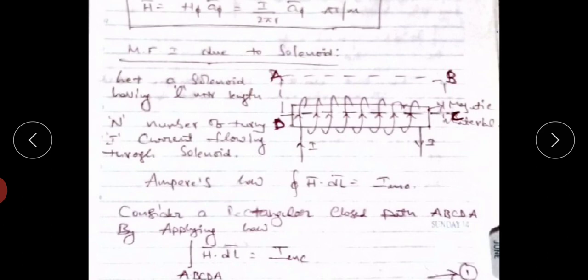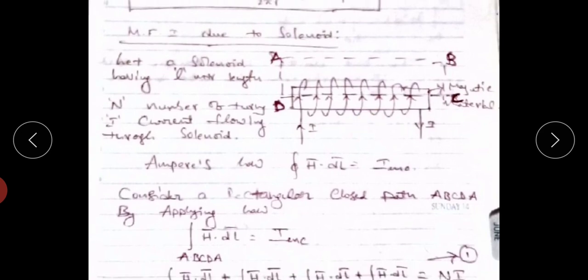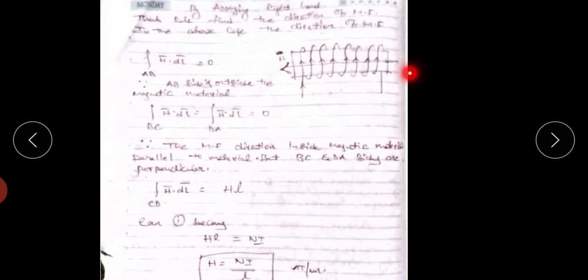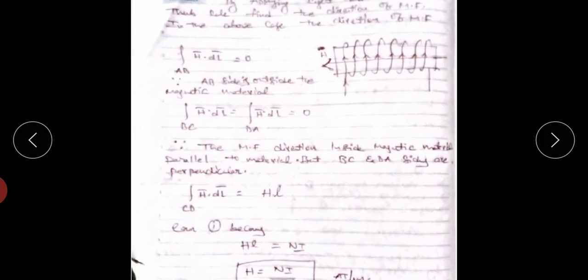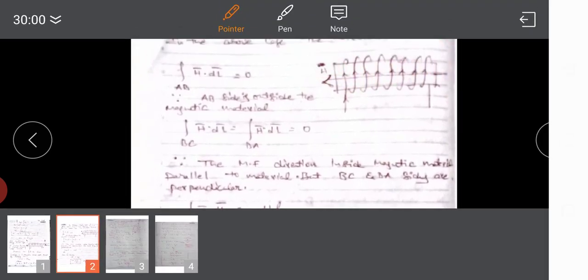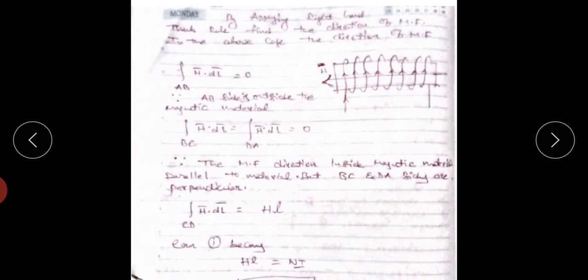Next, by applying the right hand thumb rule, we can find the direction of the magnetic field. Here the type of conductor is a circular conductor. In case of a circular conductor, the curled fingers indicate the direction of the current and the thumb indicates the direction of the magnetic field. Based on the current direction, we can find the magnetic field direction by applying the right hand thumb rule. Here the magnetic field direction is from right to left. This is the magnetic field intensity direction.